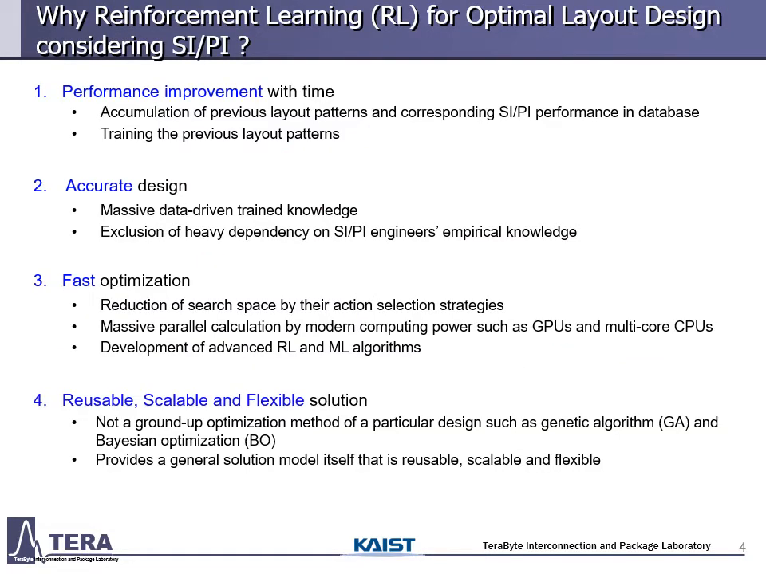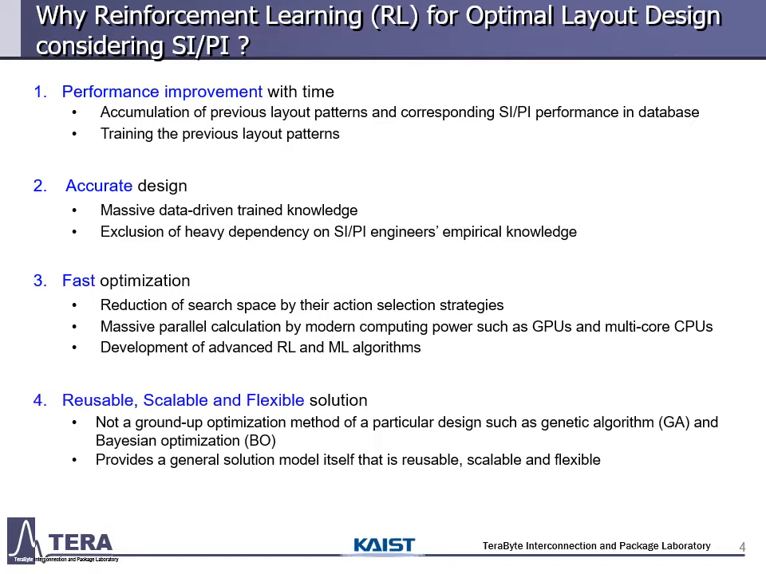And these are the reasons why we choose reinforcement learning for optimal layout design considering SIPI. There are four main advantages compared to conventional methods. The first one is that performance of RL-based method improves with time as more previous layout design patterns and corresponding SIPI performance are accumulated in the database.